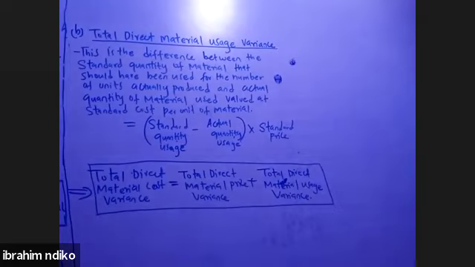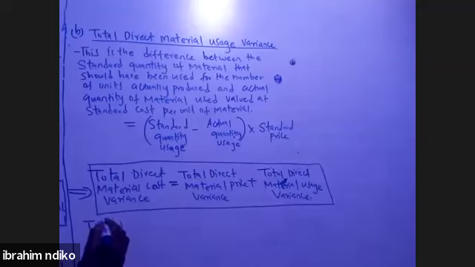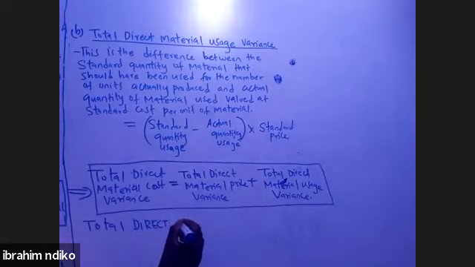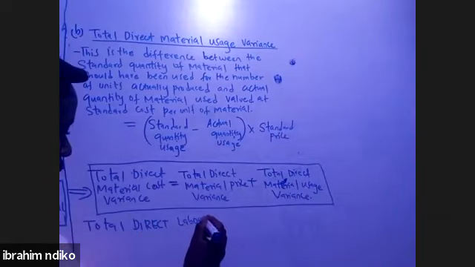Total direct material cost. Let's go to number 2. So to number 2 now. Number 2, we go to total direct labor cost variance.